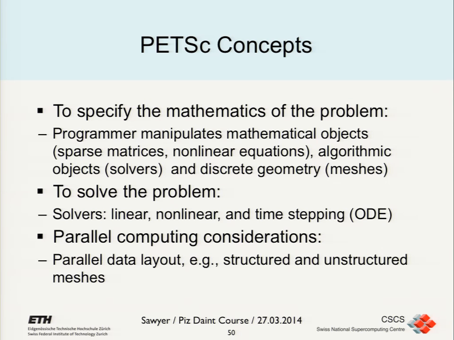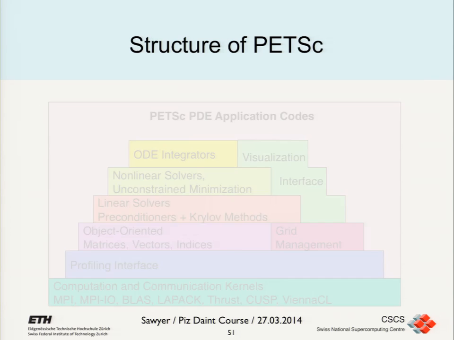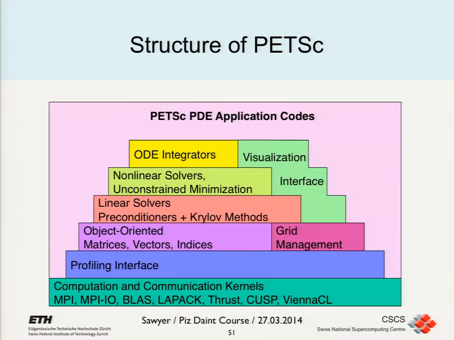A lot of consideration has gone into the distributed memory aspect, about how data is distributed. Okay, this is the structure, and it has many, many levels, all the way from MPI down here. Obviously, it uses BLAS at a low level. Also, Thrust, Cusp, and ViennaCL are supported in the development version of PETSc.